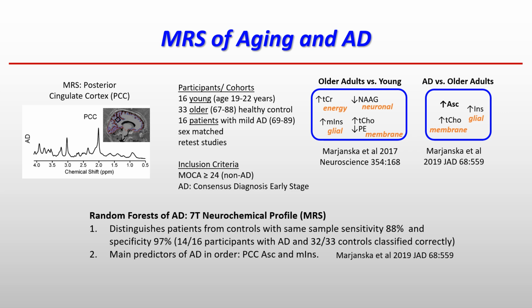Random forest analysis of the AD versus control data from the 14 neurochemical profile from 2 brain regions, including the occipital cortex, was able to distinguish patients from controls with cross-validated sensitivity 88% and specificity 97%. The main predictors of AD status were PCC ascorbate and myo-inositol signals, both of which may be linked to inflammation.